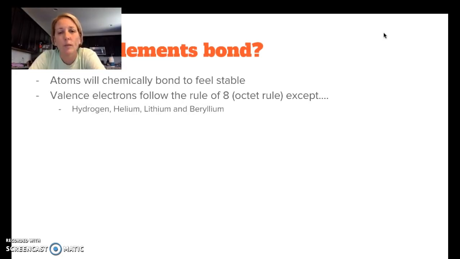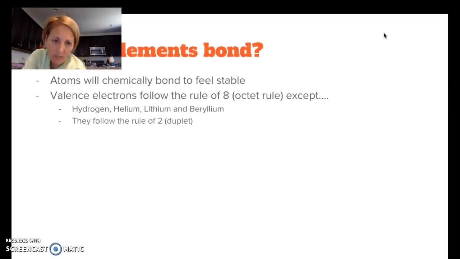Okay, and it's the first 4 elements on the periodic table: hydrogen, helium, lithium, and beryllium. And the reason they follow a different rule is because they're just low-numbered elements. They don't have very many electrons anyway. Okay, they follow what is called the rule of 2 or the duplet rule.